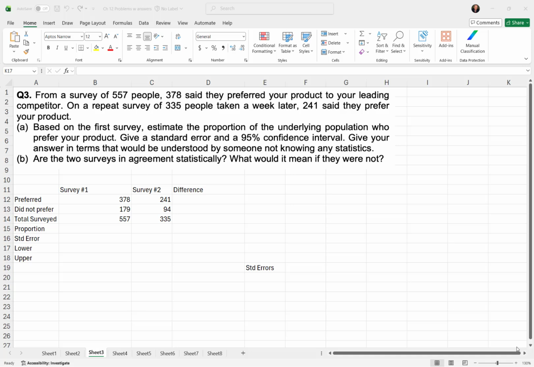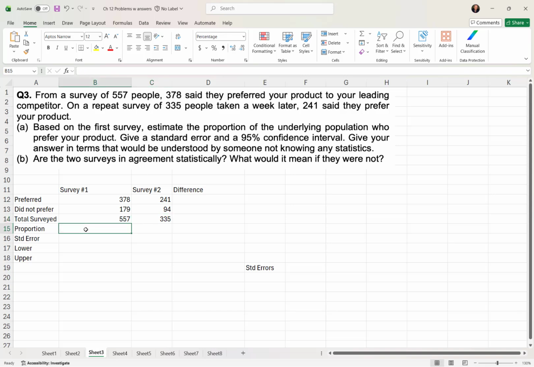So we're talking about a confidence interval here. Give a standard error and a 95% confidence interval. Give your answer in terms that would be understood by someone not knowing any statistics. Okay, I put the basic numbers here just to speed things up. We had in the first survey 378 out of 557 people, which means that 179 did not prefer. And in the second survey we had 241 out of 335.